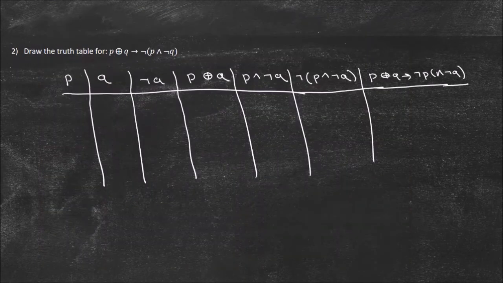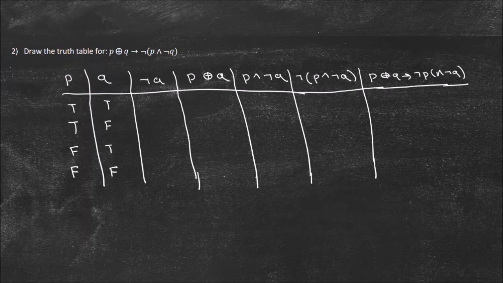Hopefully you guys can see that now. Okay, so now again we start here. We start on the left hand side and we just work our way across the truth table. So first one, P and Q. Remember, we have the four building blocks: true, true, false, false. And then we go true, false, true, false.